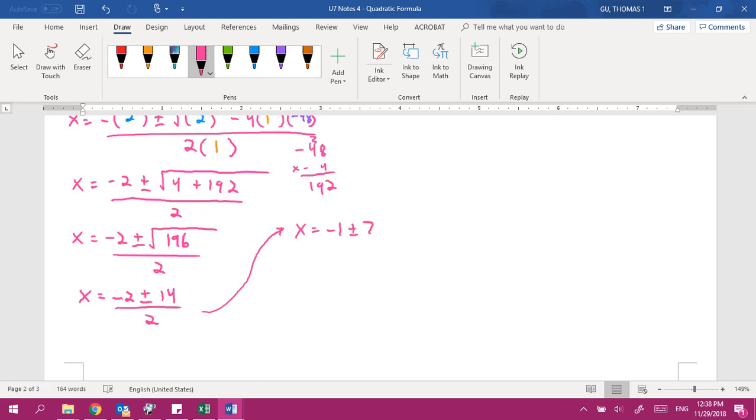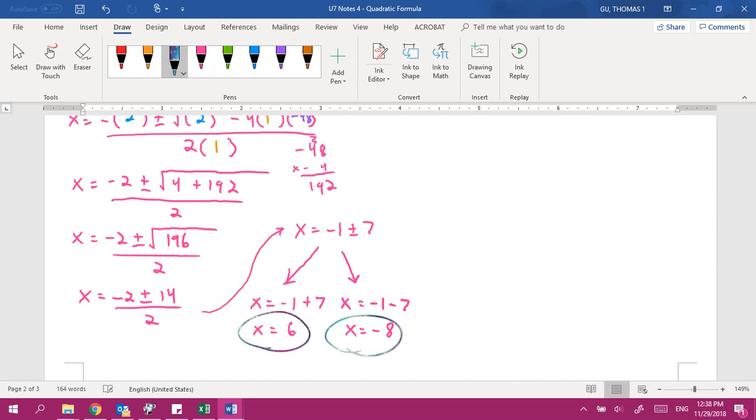Because it would be over 1. Over 1 is not necessary. So here are my two answers. We got x equals negative 1 plus 7, and that's right. So one of my answers, x equals, what's negative 1 plus 7? 6. And we got x equals negative 8. Very good. And there's the two answers. X equals 6 and x equals negative 8.